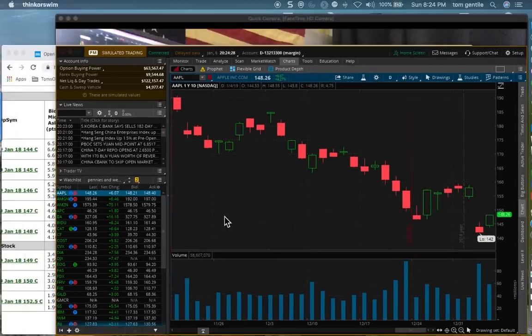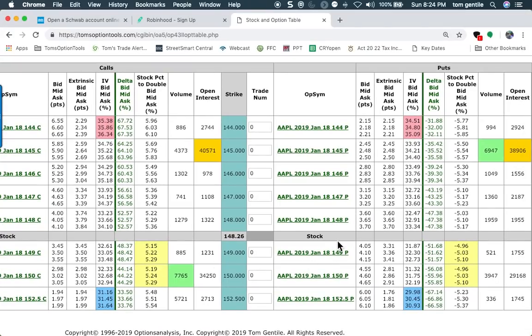So back to the puts once again, and perhaps we're looking at, in this case, a 148 put. A 148 put basically means you have the right to sell Apple between now and January 18th for $148 a share. Right now, that right is being granted for $360 to $370. If you are bearish on Apple, you would look at buying a put option. This is what it's going to look like.